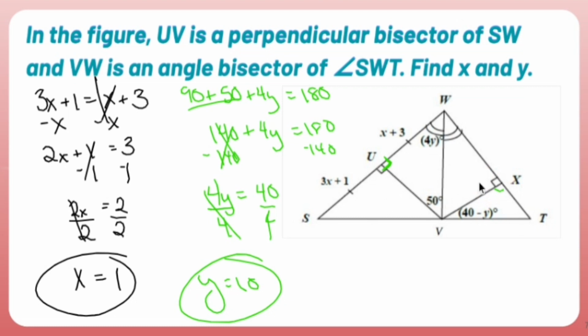I could ask you all sorts of questions based on this information. This angle is 4 times 10, which is 40, and that's 90, so this one is 50, and I could just go on. Not forever, but for like 5 more minutes, asking you questions about this. All I had to do was find x and y. I gave you some bonus. You're welcome.